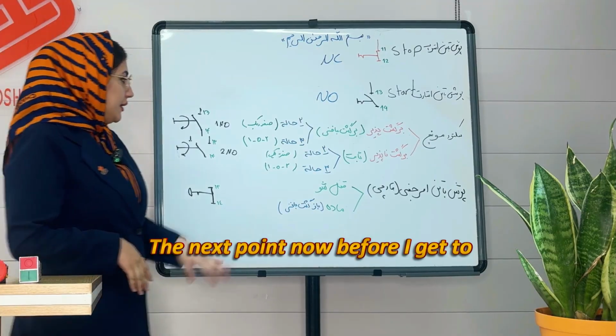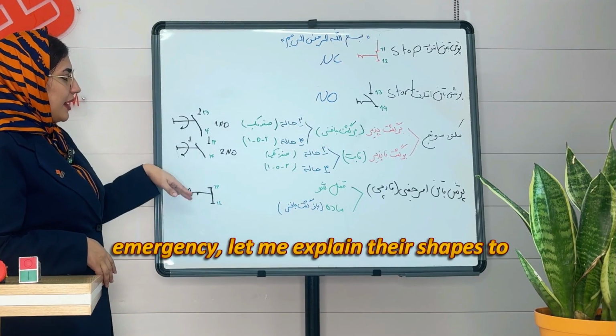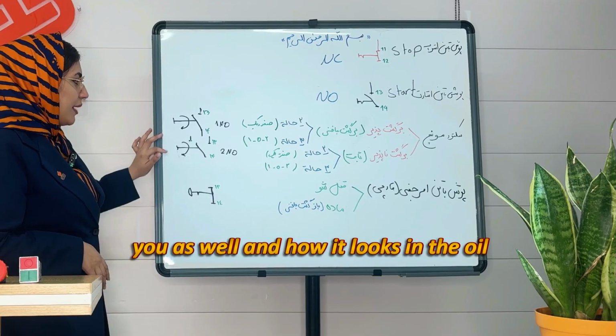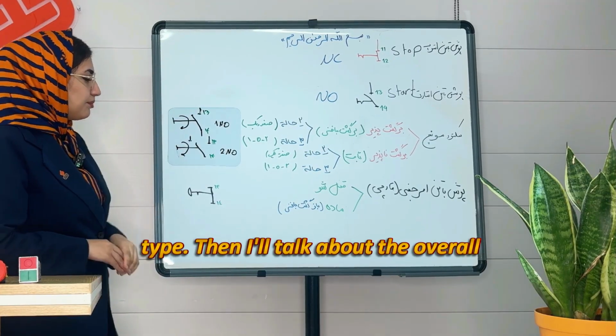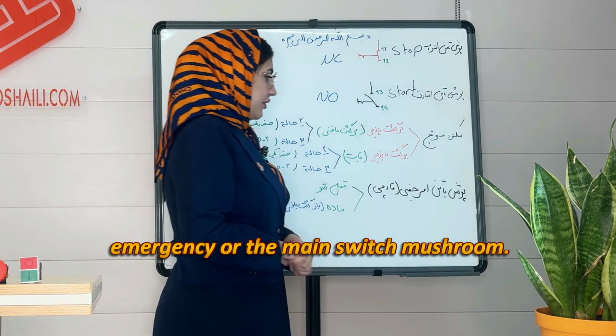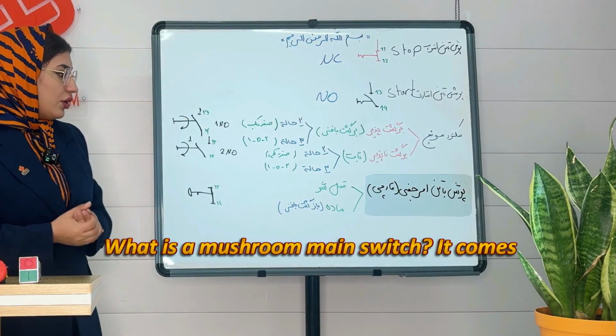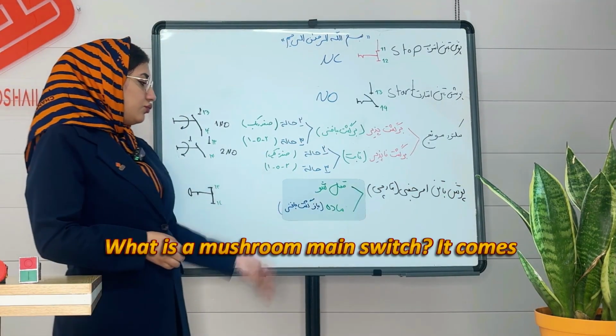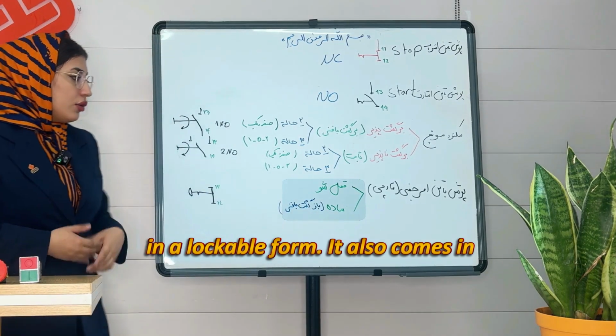The next point, now, before I get to emergency, let me explain their shapes to you as well and how it looks in the oil type. Then I'll talk about the overall emergency or the main switch. Mushroom type. What is a mushroom main switch? It comes in a lockable form. It also comes in a simple form.